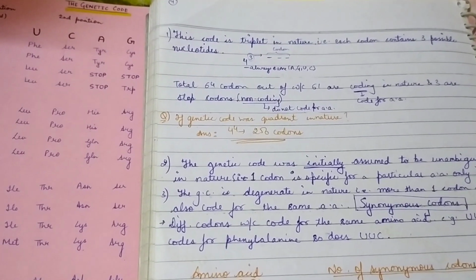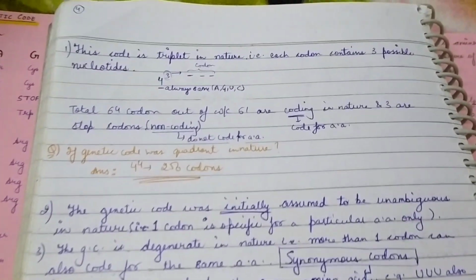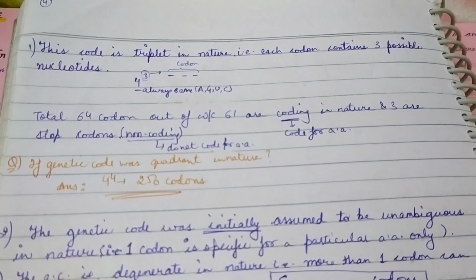So welcome back guys. This video is going to be about the genetic code and amino acids. So basically the genetic code is a triplet in nature, like we all know.